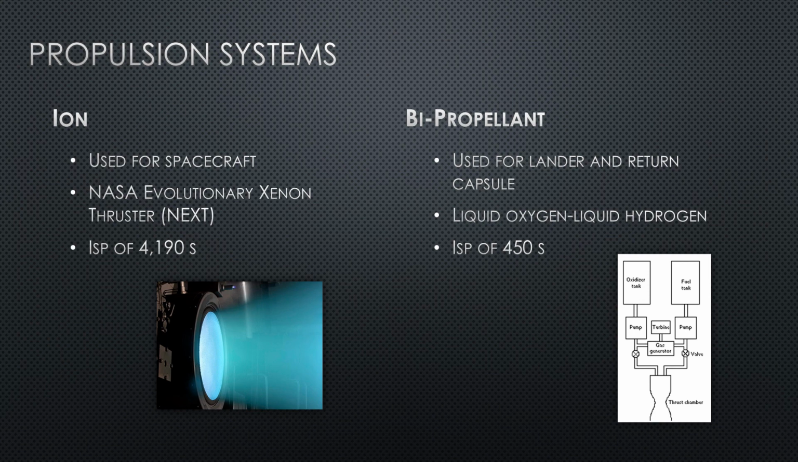The team selected two propulsion systems, one for the spacecraft, another for the landing ascending module and the return capsule. The NASA Evolutionary Xenon Thruster was chosen as the propulsion system for the spacecraft due to its high ISP. For the landing ascending module and the return capsule, a liquid oxygen, liquid hydrogen propulsion system was selected. These two propulsion systems were chosen to ensure the lowest propellant mass required for the mission.